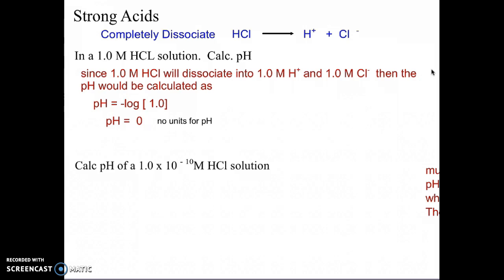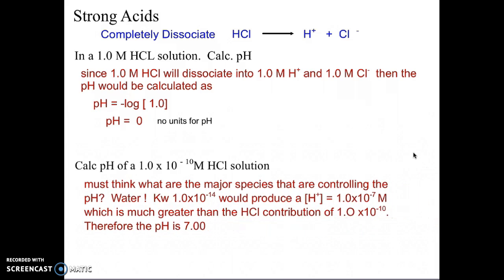Now, same reaction, hydrochloric acid dissociating, but you have a different concentration. You have a much lower concentration. You are asked to calculate the pH of a 1.0 times 10 to the negative 10th molar solution of hydrochloric acid. Okay? Now, here's where you have to think a little bit. Look at this concentration right here, 1 times 10 to the negative 10th. You know that that concentration is really low.